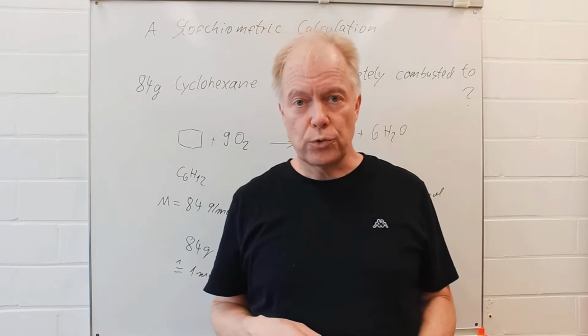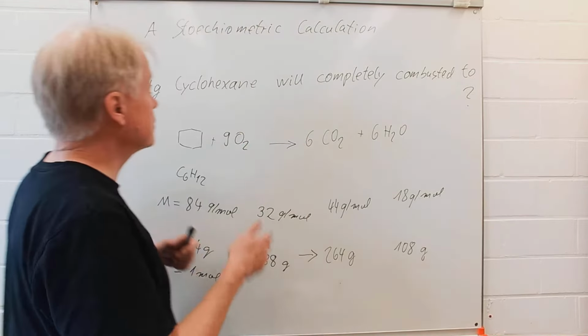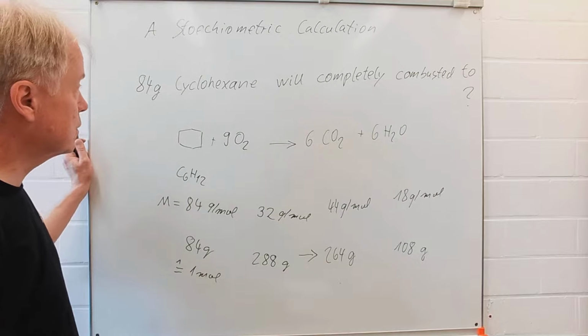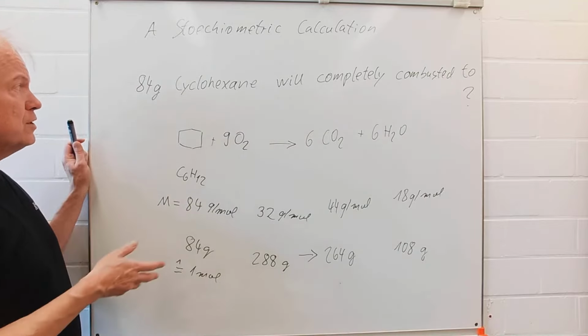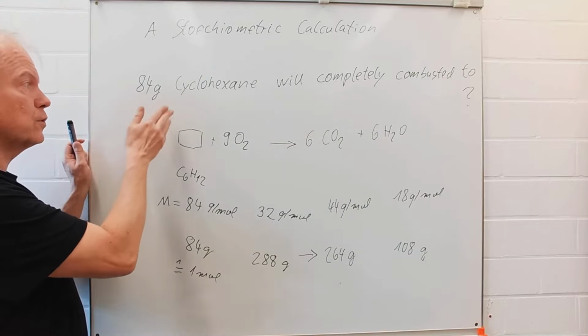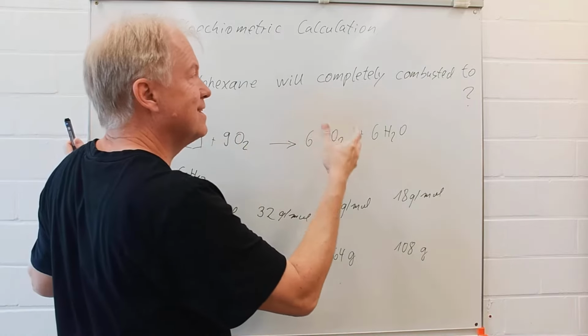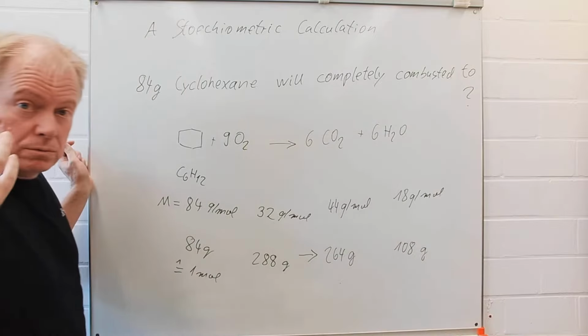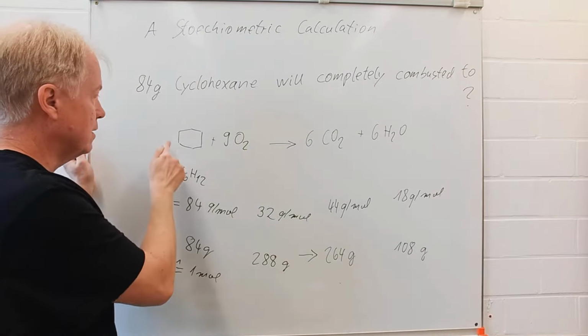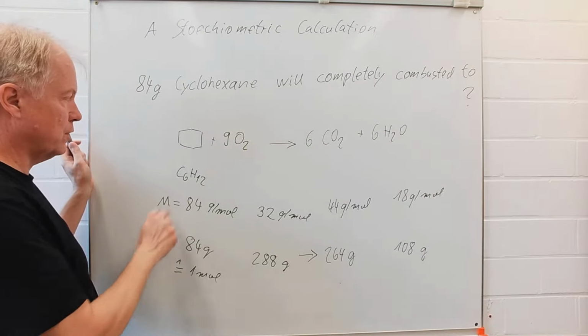In today's tutorial we will have a look at a simple stoichiometric calculation. The question is: 84 grams of cyclohexane will be completely combusted to what? Okay, let's start with the structure of cyclohexane.